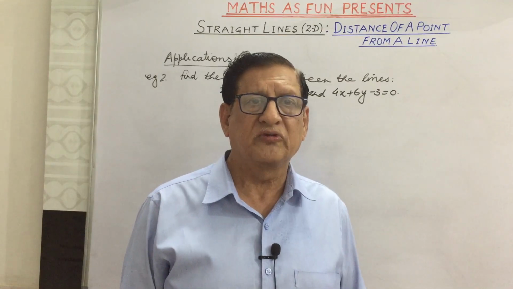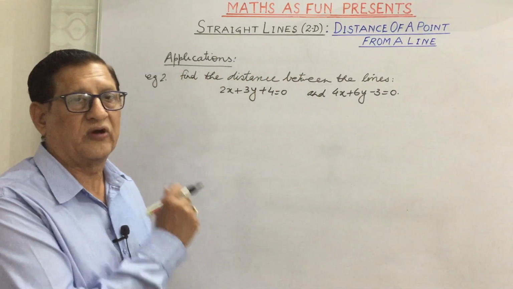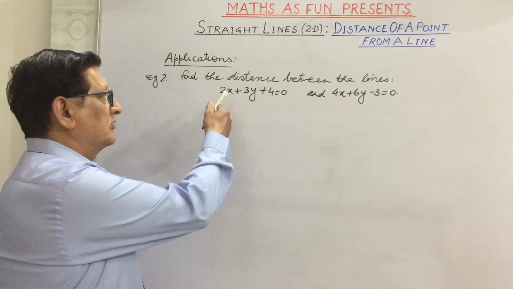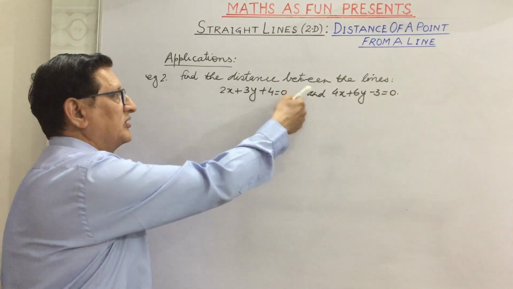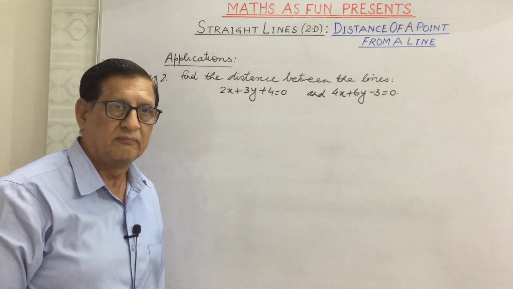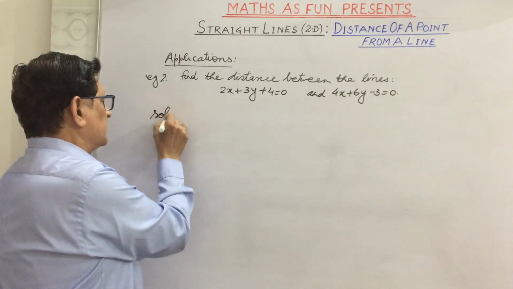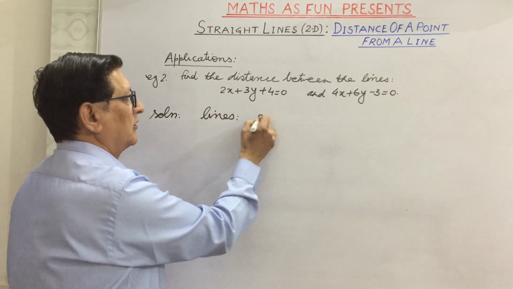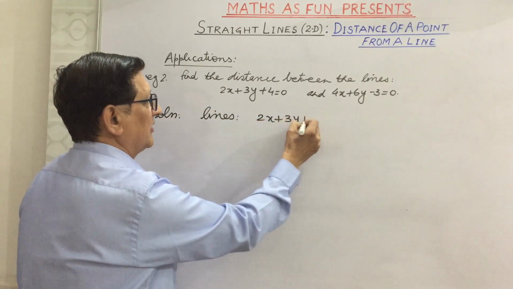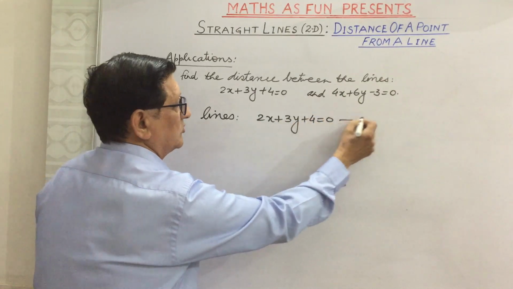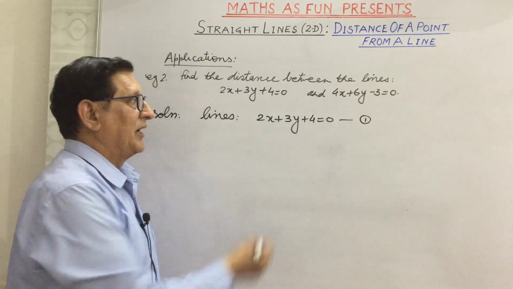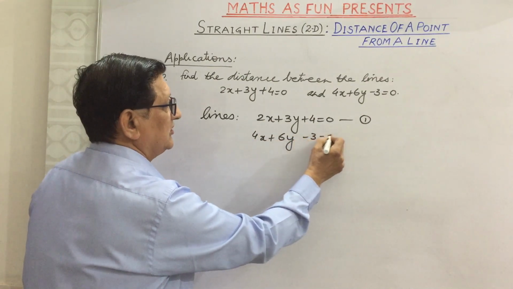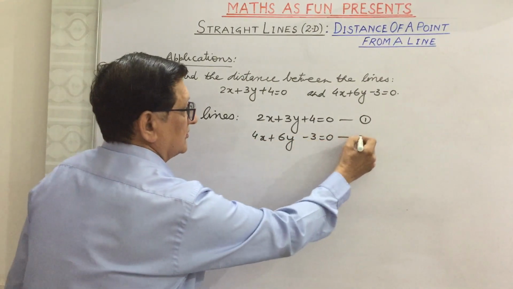The second example we discuss is based on finding the distance between a pair of parallel lines. Here the lines have been given to us and we have to find the distance between them. We will write the equations of the lines. The lines which are given to us are 2x plus 3y plus 4 equal to 0. This is the first one. And the second is 4x plus 6y minus 3 equal to 0. This is the second one.